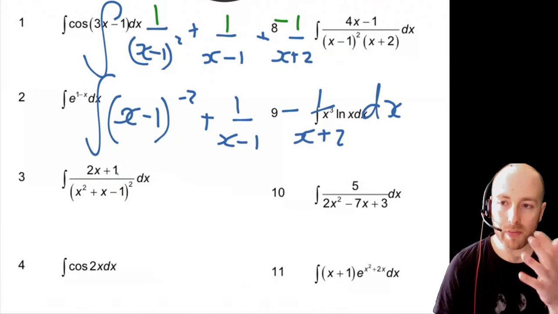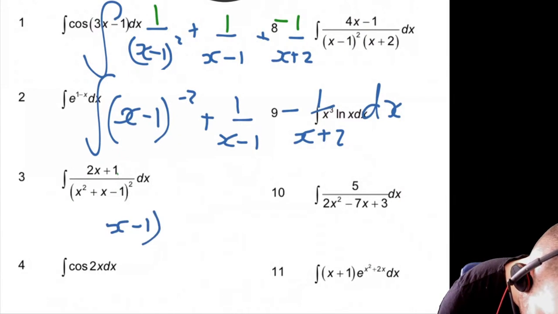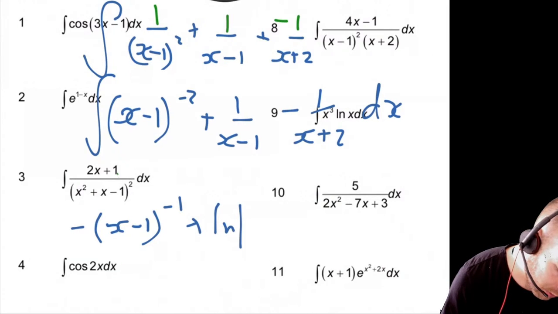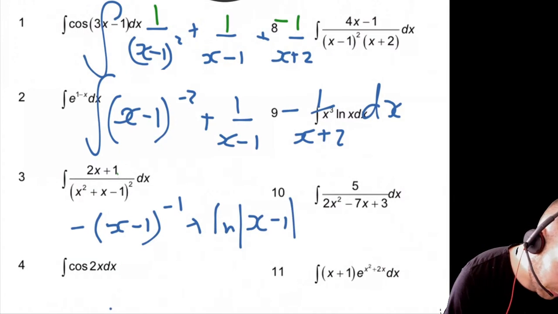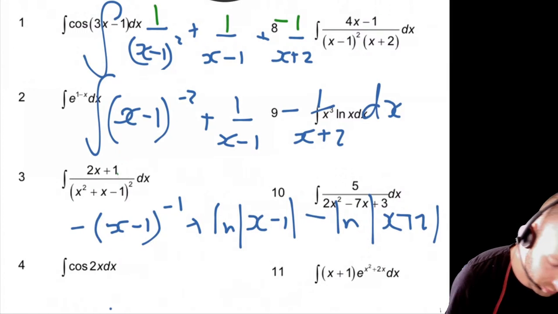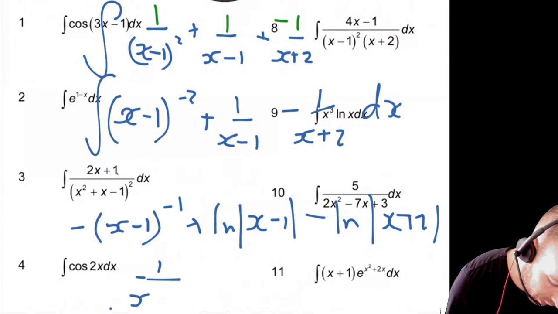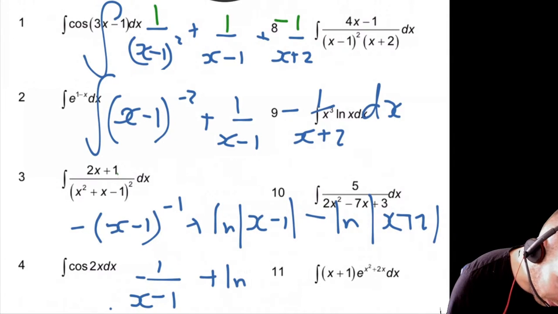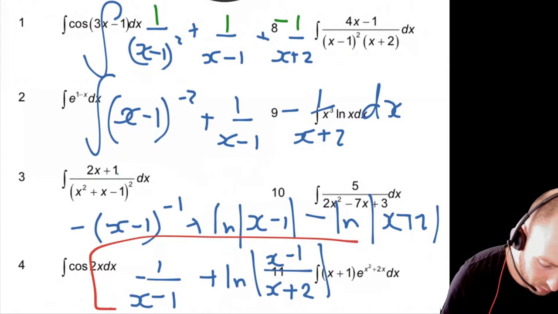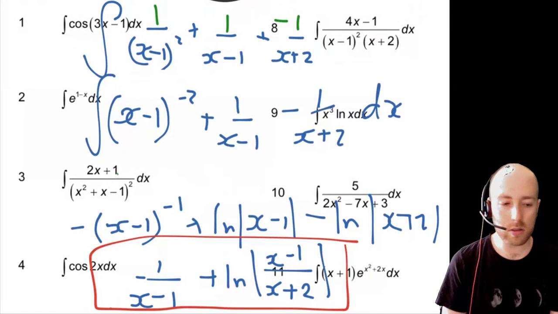The power is going to go up for the first term, so we get (x take 1) to the power minus 1. We need a minus out the front of that. We're going to get plus ln(x take 1) minus ln(x plus 2), and we can use log rules on that to get minus 1 over (x take 1) plus log of (x minus 1) over (x plus 2). That should be your solution.